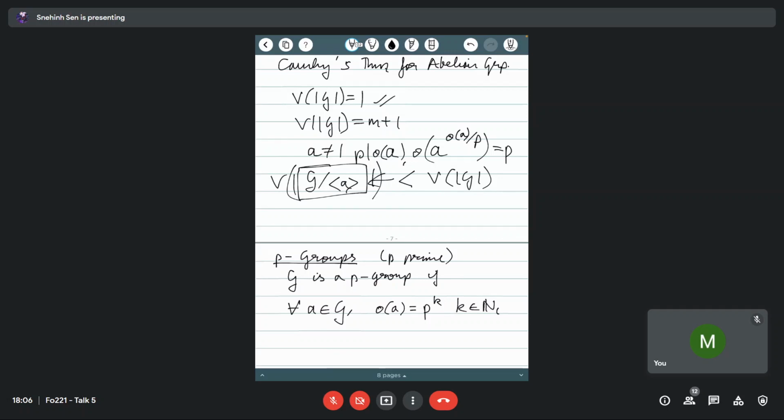I'll use this notation for whole numbers because there is an issue with whether N, the natural numbers, contains zero and so on. If I write a zero, you assume that I'm assuming it's the whole numbers, like 0, 1, 2, and so on. So this is what is called a P group.